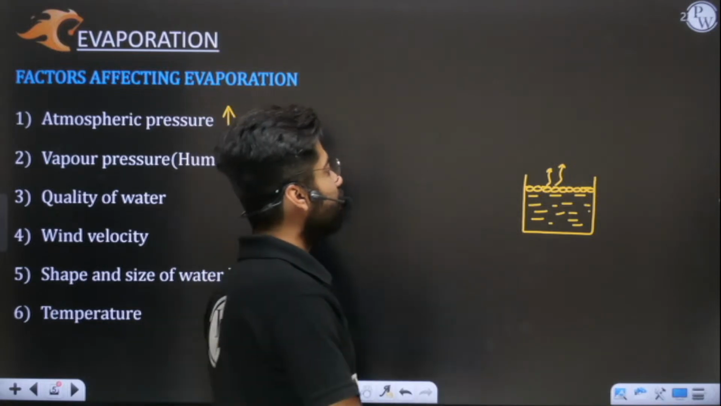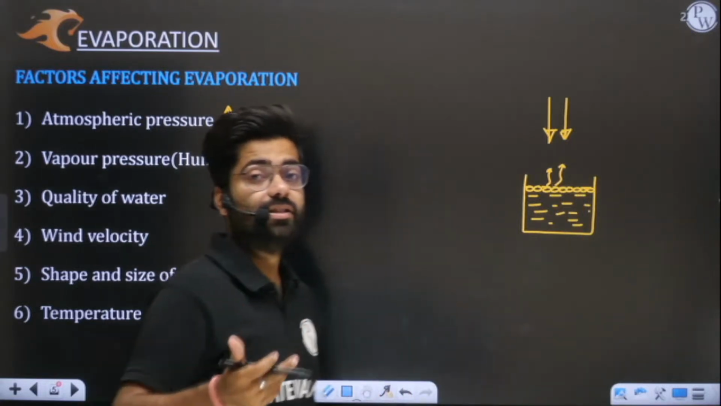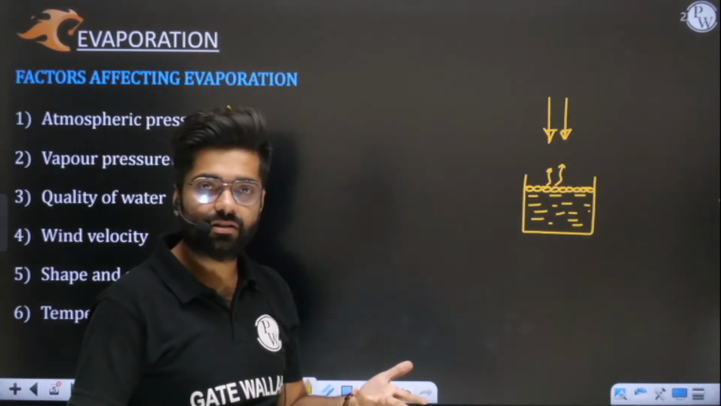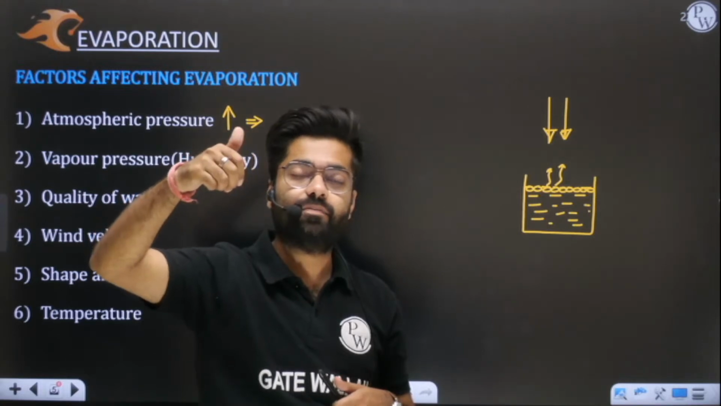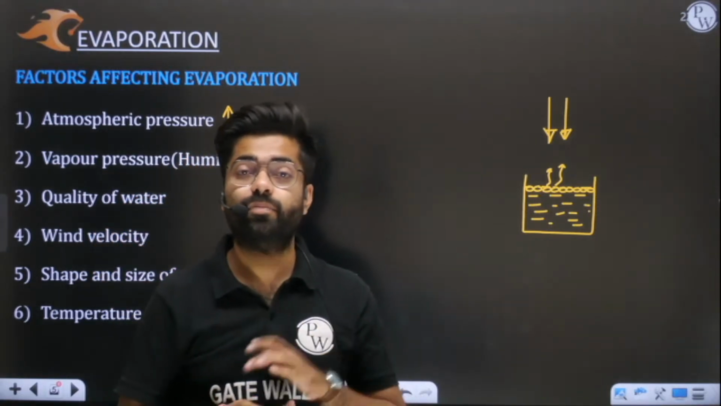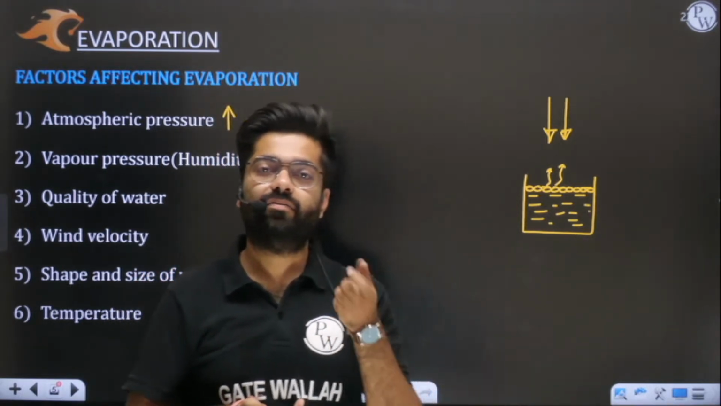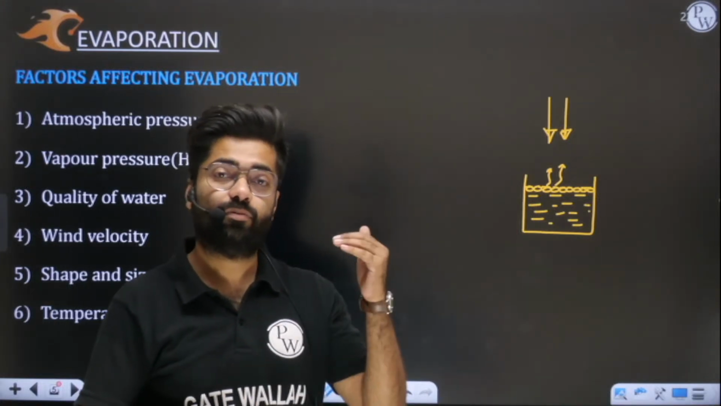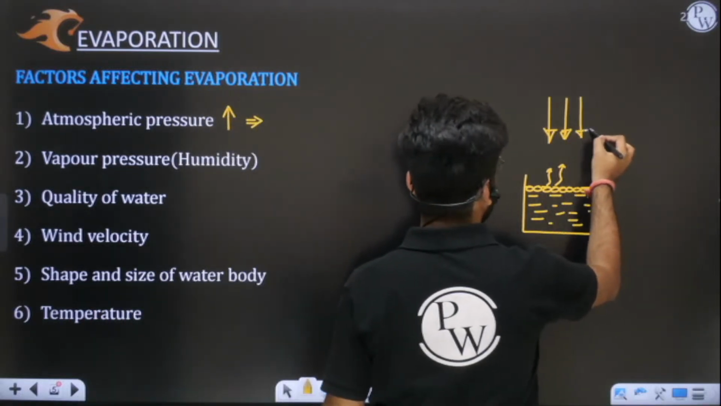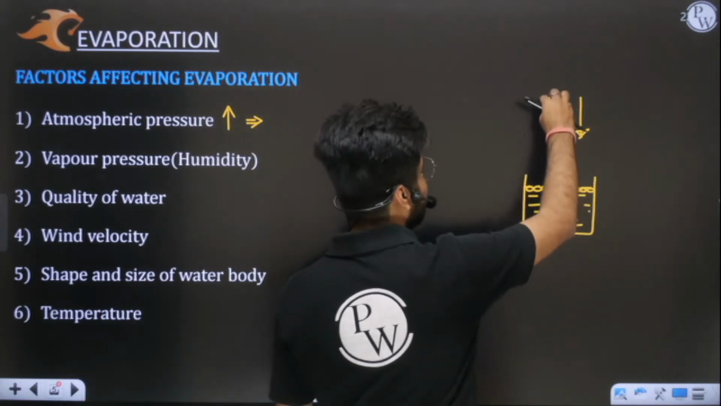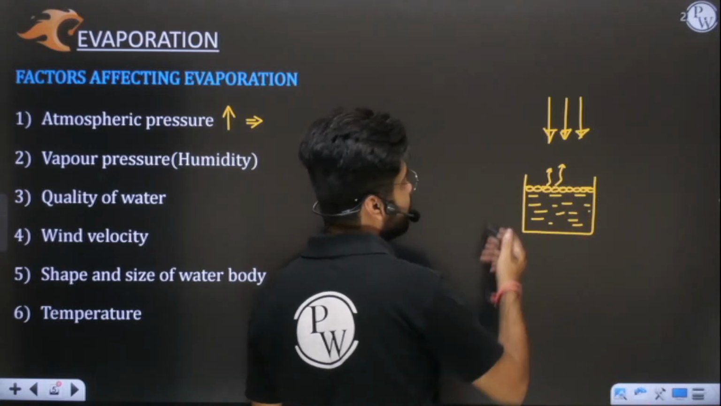Now, tell me, you know what atmospheric pressure is? Atmospheric pressure is the weight of all the gases present above us. I'm standing here and we have an air column above us, and it has a weight. Weight divided by area gives you pressure. So atmospheric pressure simply means the weight of air above us. Tell me, if this atmospheric pressure is increasing, will the molecules of water escape easily?